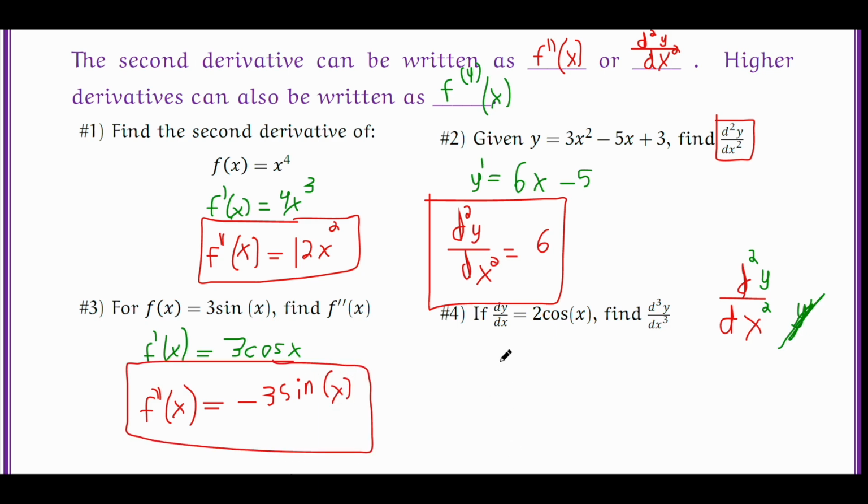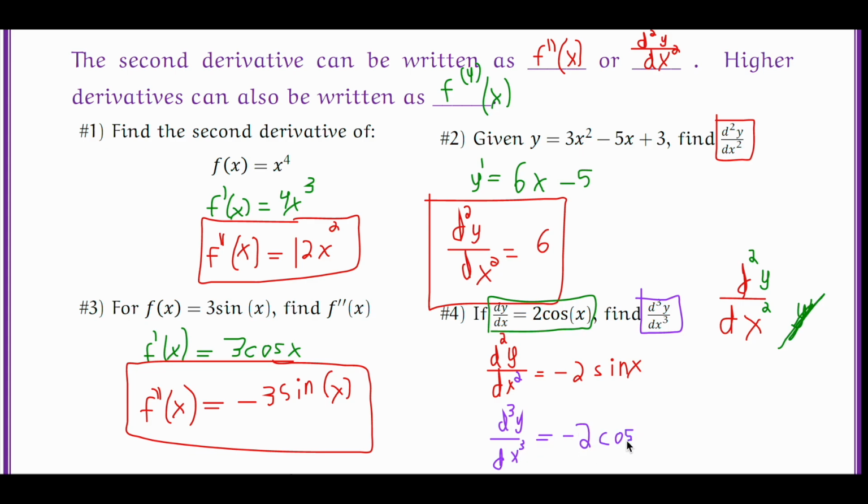Now for the fourth one, similar type of problem, but this one is a little tricky. It gives us the first derivative already. This means we want to take the third derivative. We don't want to do the derivative 3 times. We only want to do it 2 more times because we're already at derivative number 1. So the second derivative is just the derivative of what they gave us. That's going to be negative 2 sine of x. And now the third derivative, that's going to be the derivative of that second derivative. The derivative of sine is positive cosine, so this is going to stay negative. So it's going to be negative 2 cosine of x.